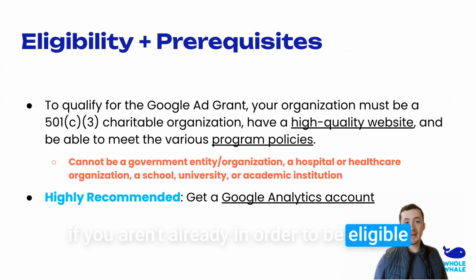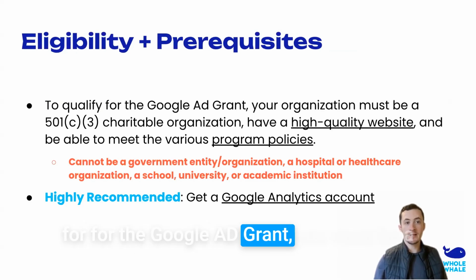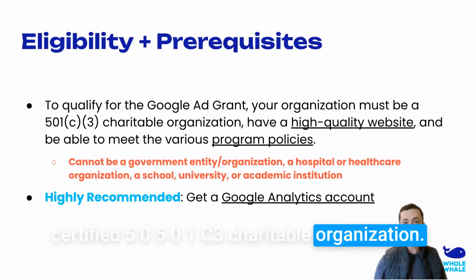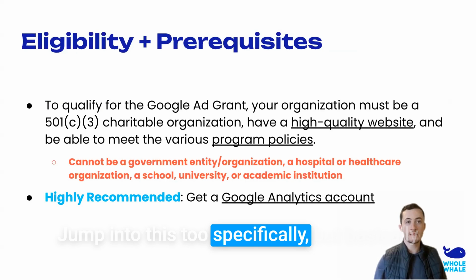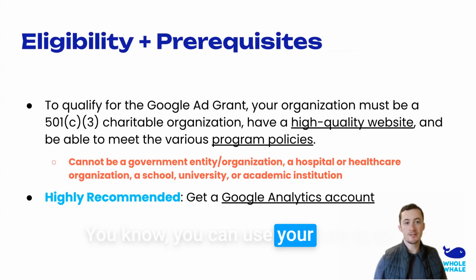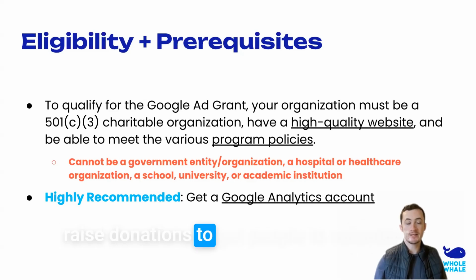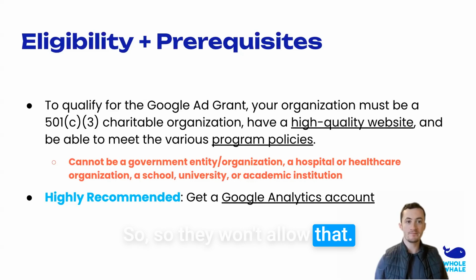In order to be eligible for the Google Ad Grant, you must be a certified 501c3 charitable organization. You must have a high quality website and be able to meet the various program policies. We're not going to jump into this too specifically, but basically you can't be soliciting payments. You can use your site to raise donations, to get people to volunteer, but the goal of the ad grant is not to sell goods and services, so they won't allow that.